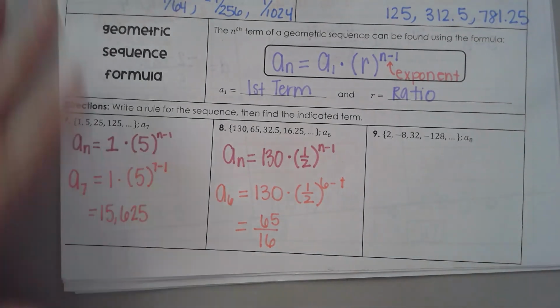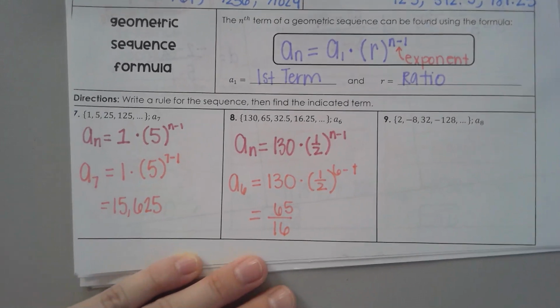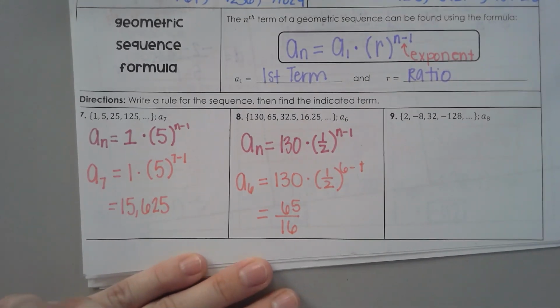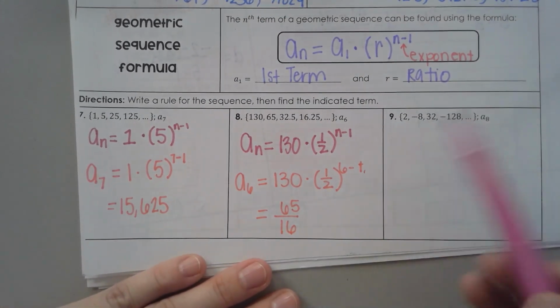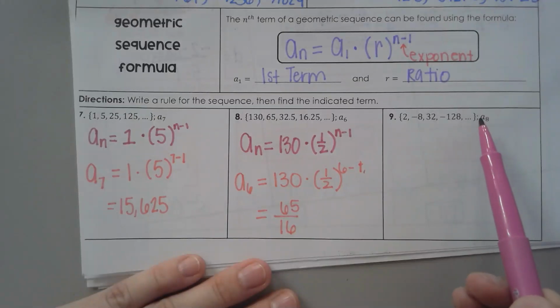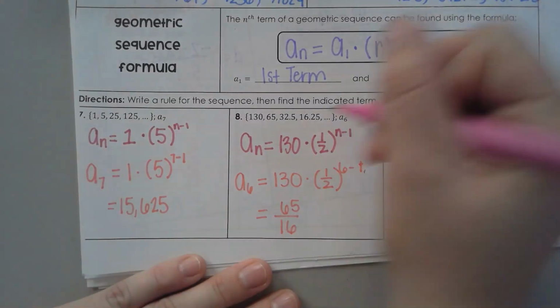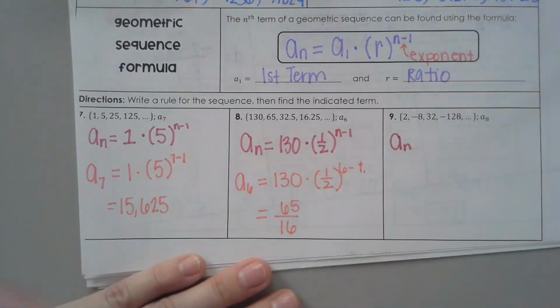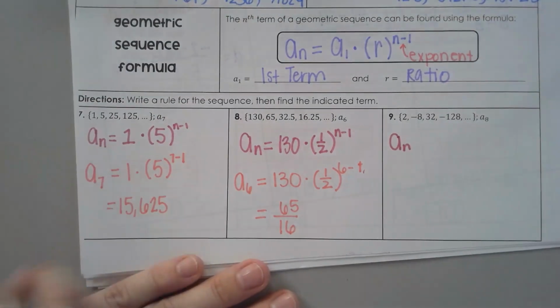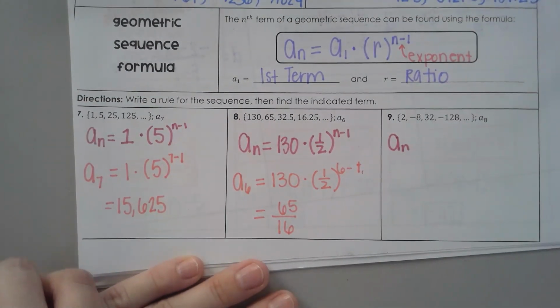Alright. 5 over 16? Yep. Alright, number 9. I'm asking you to find the 8th term. Well, we got a long ways before we get the answer to that. We first got to write the formula.